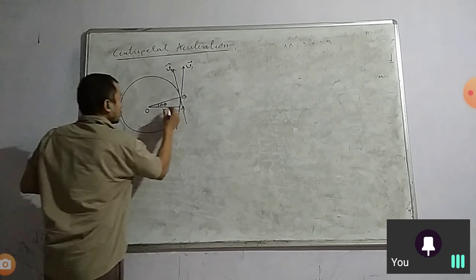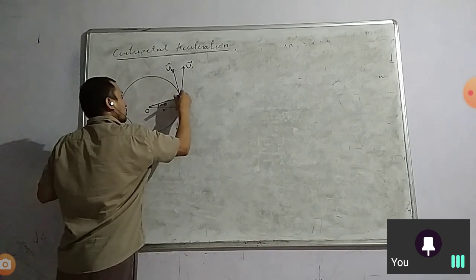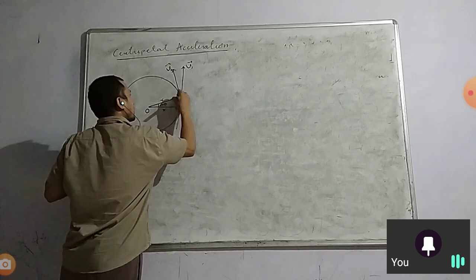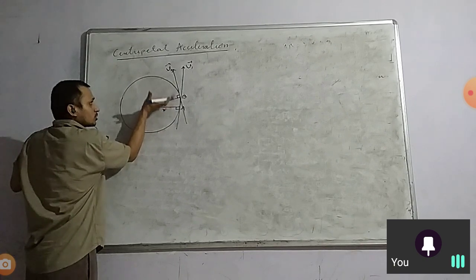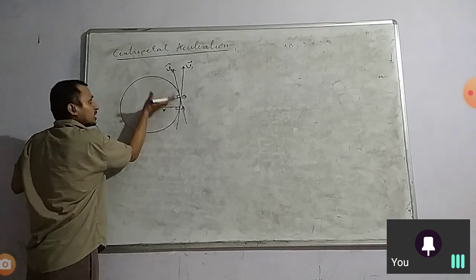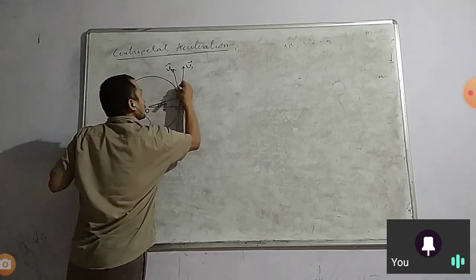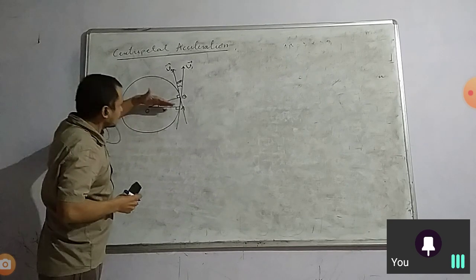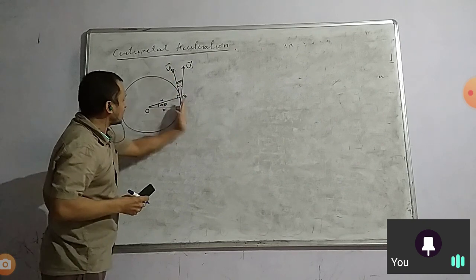Now we know that the radius is perpendicular to the tangent. At the point A this is the tangent and this is the radius, so the radius is perpendicular to this tangent. It means if this radius makes an angle of delta theta with this radius, then this angle will also be delta theta, because this r is perpendicular to this tangent, and this r is perpendicular to this tangent.